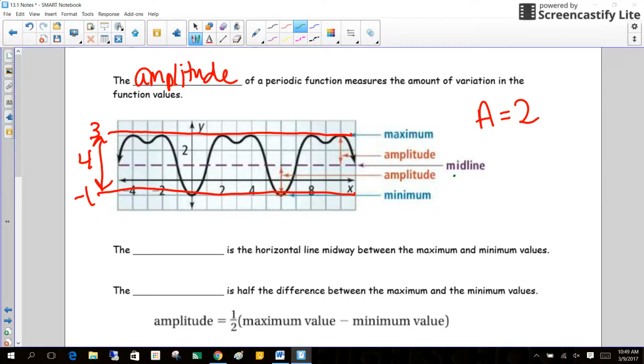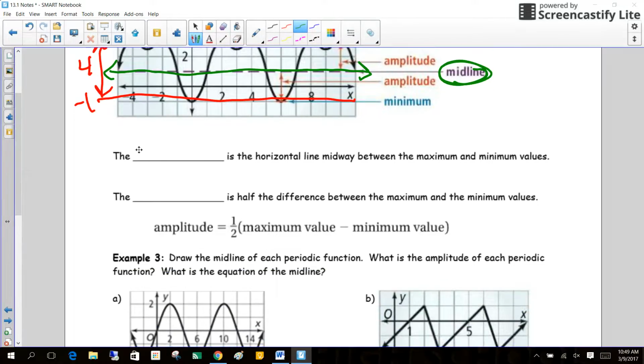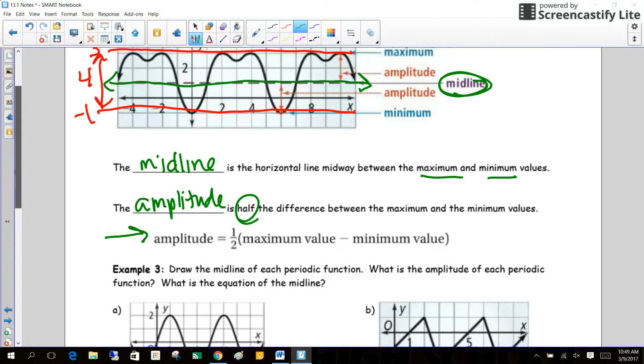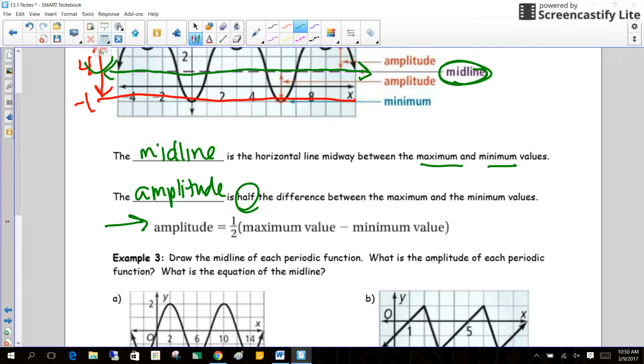Another thing to note on this graph is what they're calling the midline. So after I'm highlighting my maximum and my minimum, the midline is the line located halfway between them. So it's going to be this horizontal line halfway between your max and your min. So to be a little bit more formal about it, the midline is the horizontal line midway between the max and the min, and the amplitude is half the distance between the max and the min. So you can think about it like this. Find your maximum value, which in our example above was 3, and the minimum value, which in our example above was -1. So technically we could have taken 1/2 of 3 minus -1, and that's where we got the 2 that we were talking about earlier.